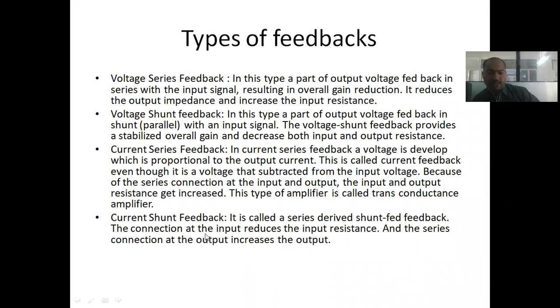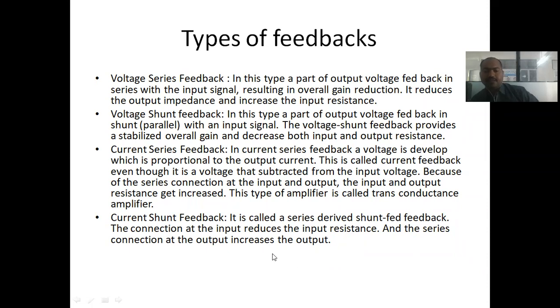That's why in the case of current shunt feedback, we have applied the input as a current, and again it should be applied in a shunt, which indicates a parallel, so it is converted to a voltage. So, due to that reason, the resistance of the device should reduce, right? And this causes a reduction in input resistance as well as an increase in the output impedance.